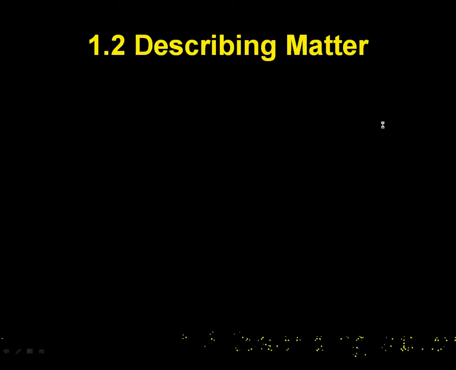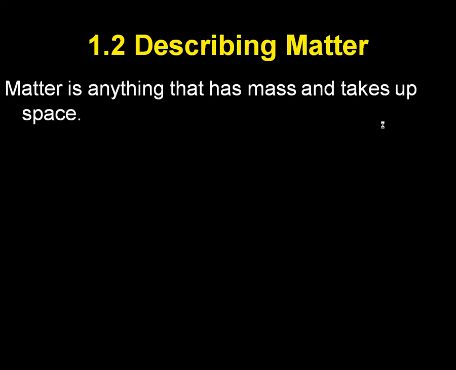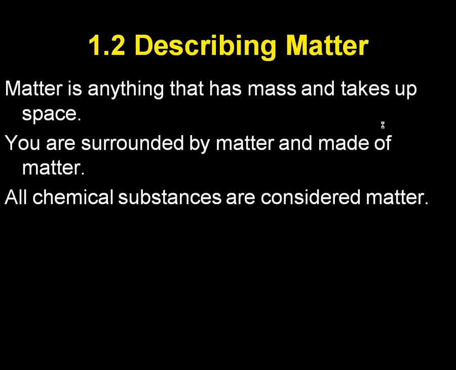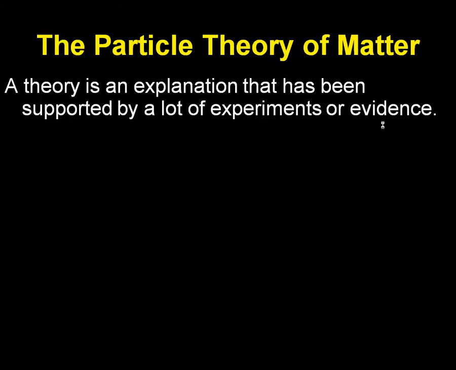Science 14, Unit A, we're looking at Section 1.2, describing matter. Matter is anything that has mass and takes up space, so basically it's stuff. You are surrounded by matter and of course made up of matter. And we're talking about chemistry here. All chemical substances are considered matter.